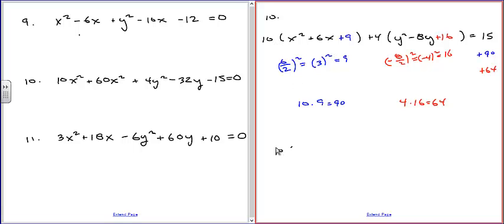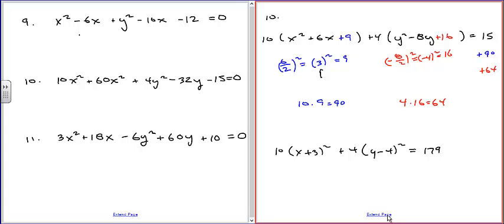This becomes 10 times x squared, so I could factor it again. It's going to be x plus 3 squared. Then we have plus 4 times, so this is going to be y minus 4 squared. And then on the right-hand side we have 105, 175, 179.